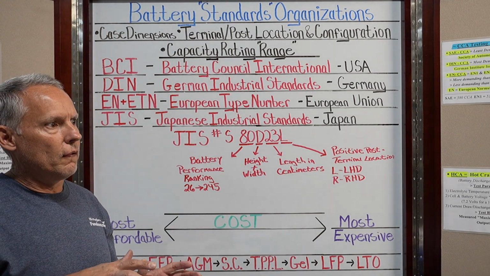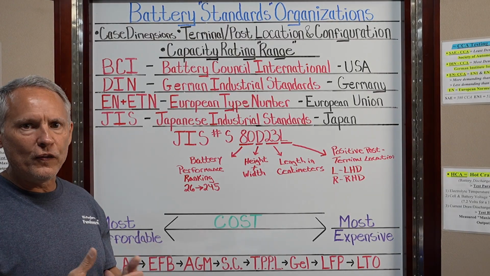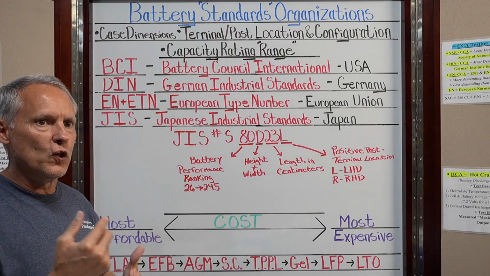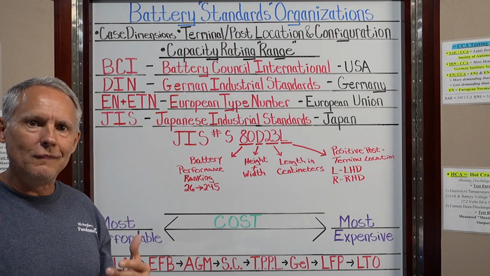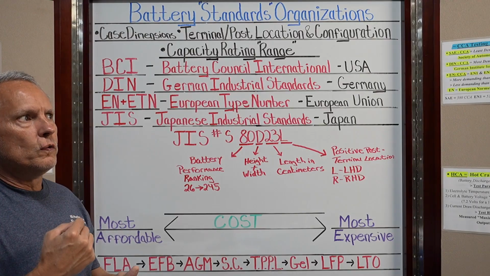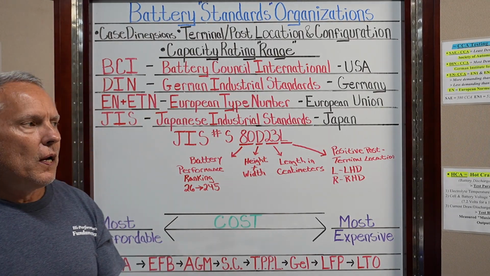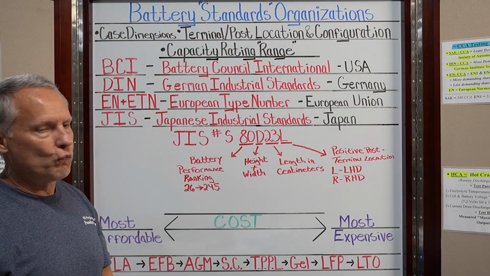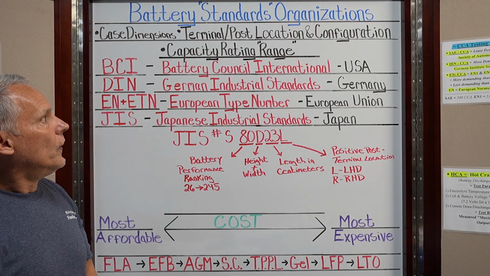Just so that you'll understand that each organization has their own way of coding their batteries, or they've assigned it a group number or some sort of a 5-digit, 6-digit, 9-digit code, and those codes can be broken down. But for example, an 80D23L battery, it's going to have a specific rating.